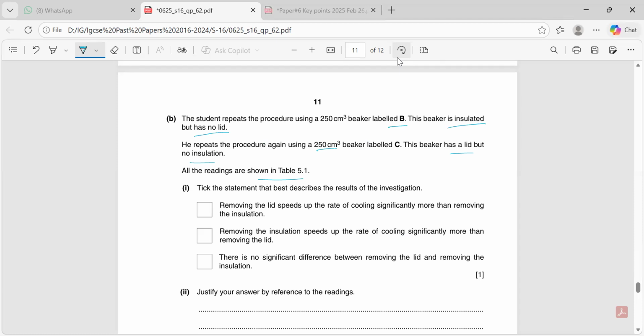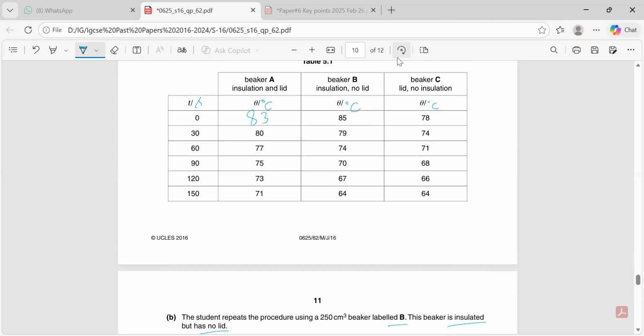It is cooling. First of all, dear friends, let's see how much the temperature falls. Here, the delta theta, the temperature fall, is 83 minus 71, which is 12 degrees Celsius. What about here? 85 minus 64, so 21 degrees Celsius. Here, 78 minus 64.